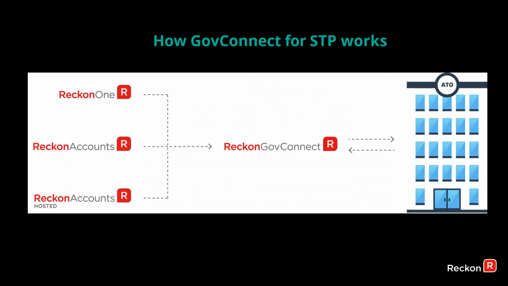So just to give a visual picture of how GovConnect works, you can see that it acts as a gateway between all the products that have payroll. So with Reckon One, Reckon Accounts, and Reckon Accounts Hosted, as well as Payroll Premier, you basically send that information off to Reckon GovConnect, and then GovConnect will respond directly to the ATO, and the ATO will communicate back on Reckon GovConnect to confirm the status of your submissions. So it will show whether it's been successful or whether you need to make any amendments with your pay runs.